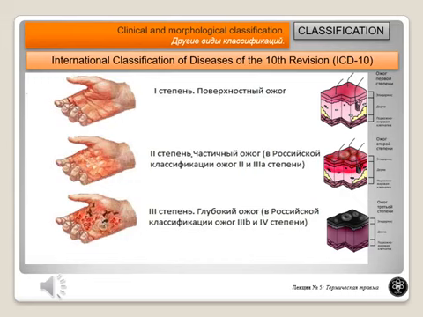According to the International Classification, we have only 3 degrees of burns. This is a superficial burn, which corresponds to our first degree burn. This is a partial burn, in our classification a burn of the second and third A degree, that is, a superficial burn, but with alterations. And the third degree of the international classification is a deep burn, third B and fourth degree in our Russian classification. Where is ICD-10 used? Most often, when coding for insurance services. With all the desire to know it, it is not required to know and remember it.